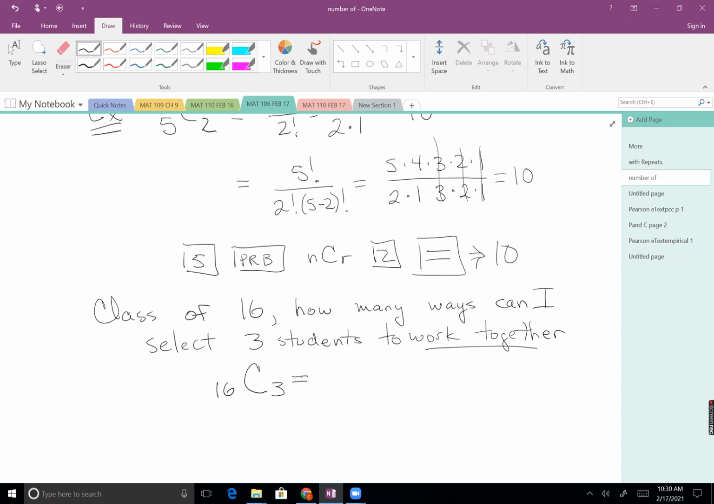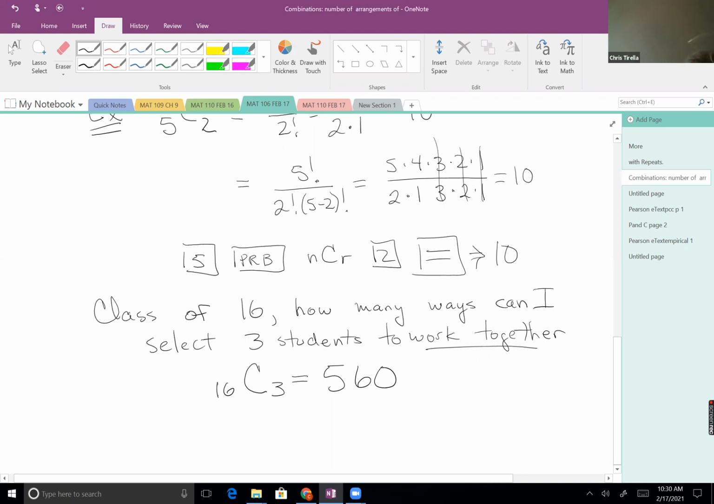560. Yeah, I just got it by hand because I'm the geek who does it by hand. But yeah, with the calculator, is everybody getting 560? I did. Great. Now I'd like to open another page to show you something that I think is interesting.